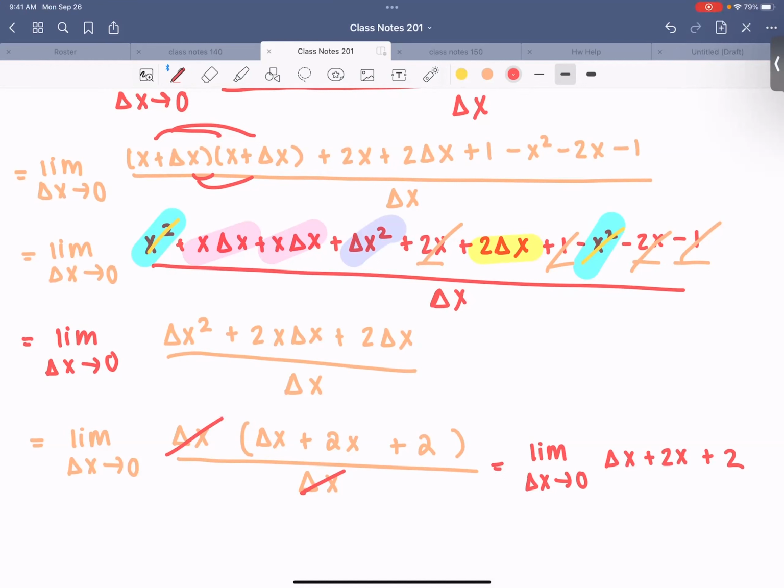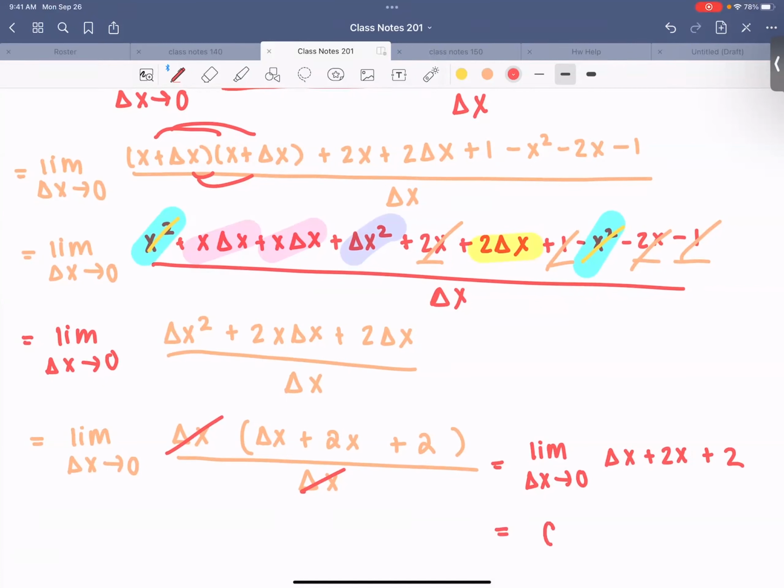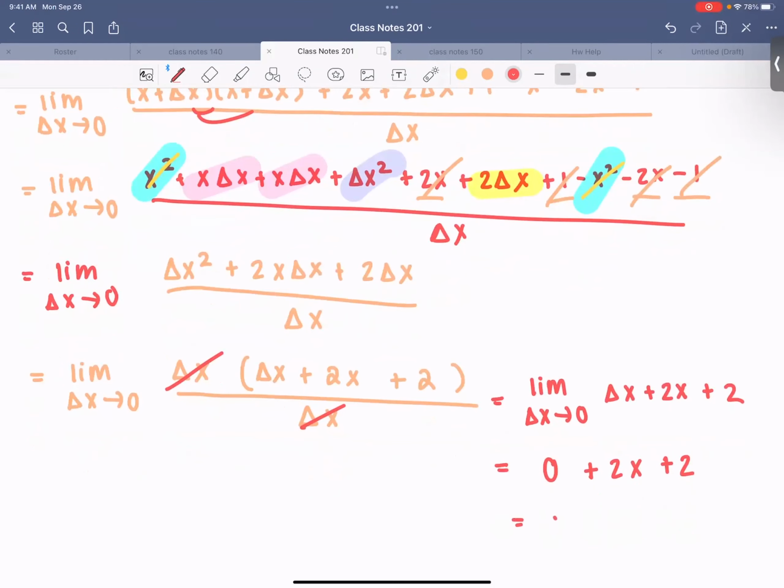So what am I going to plug 0 into? Delta x. Am I plugging in 0 into x? No, right? I'm leaving x alone. Delta x is the thing going to 0. I'm going to plug in 0 for delta x, but not x. So this is 0 plus 2x plus 2. I'm plugging into delta x. Well, that's 2x plus 2. This is my final answer.